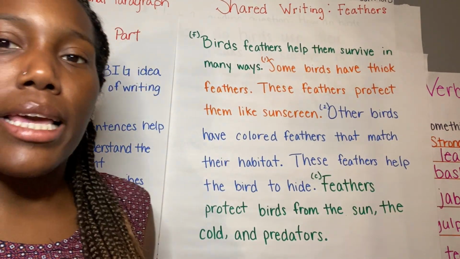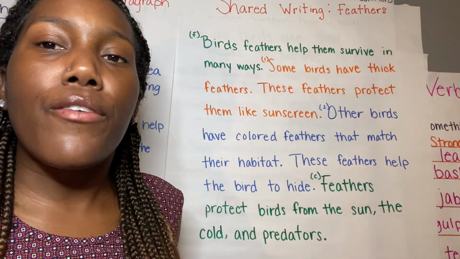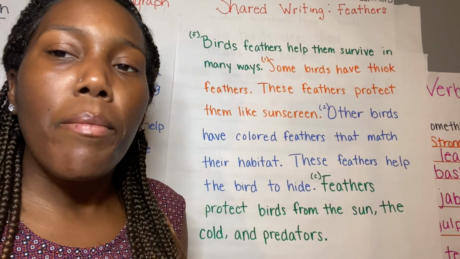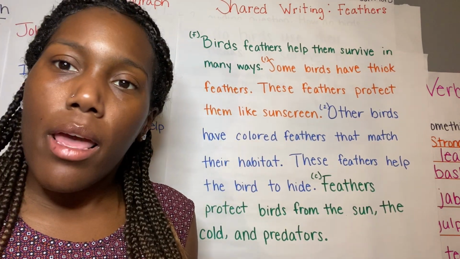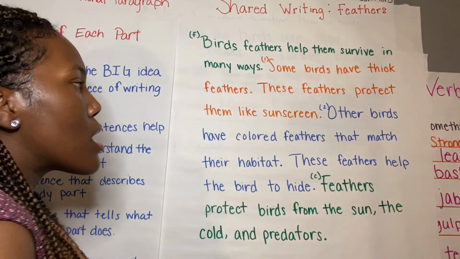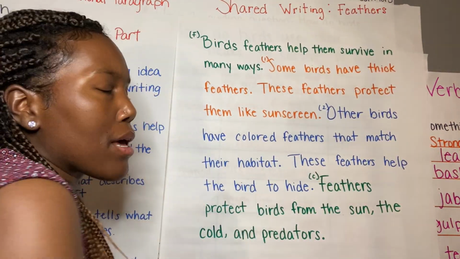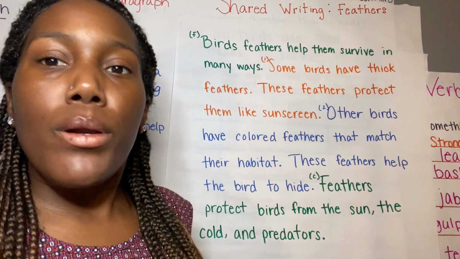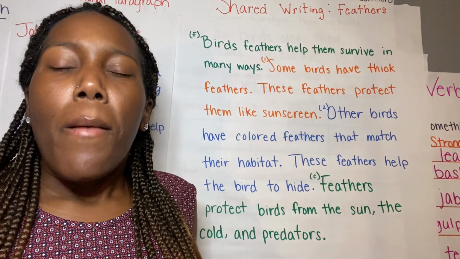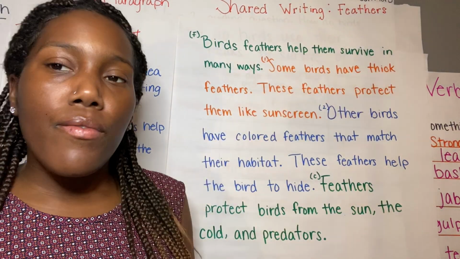Let's move on to that second detail. Now, your second detail is going to be different than your first. We're not going to talk about feathers protecting them like sunscreen again because our reader already knows that. Now, let's see what our second detail sentence says. Other birds have colored feathers that match their habitat. Wow, birds have feathers that match their habitat. That's a great thing to know. But is it quite telling us how the feathers help them survive?